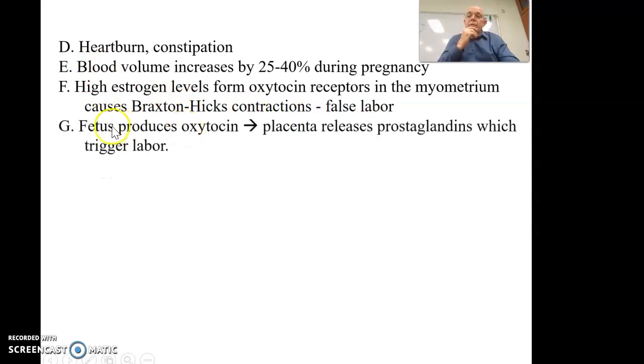Now, eventually the fetus will produce oxytocin. Remember we said oxytocin is the hormone that will cause contractions to start. So it's really controlled by the fetus. And when the fetus reaches a certain point, it will begin producing oxytocin. That will also cause the placenta to release chemicals called prostaglandins. And together these are going to trigger the actual labor.